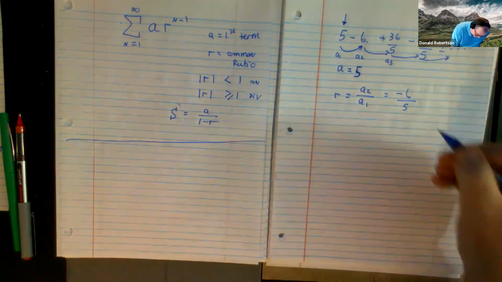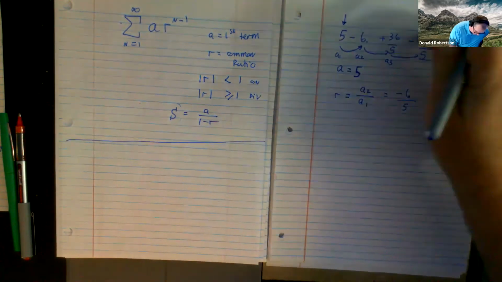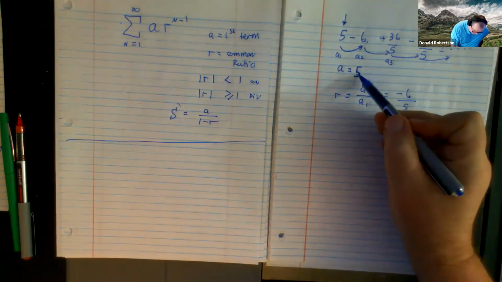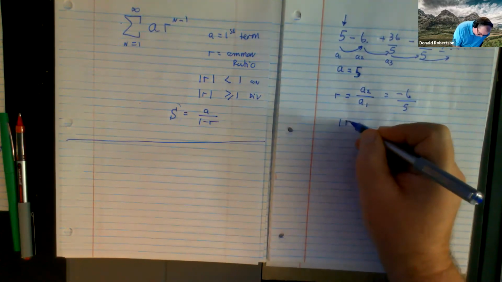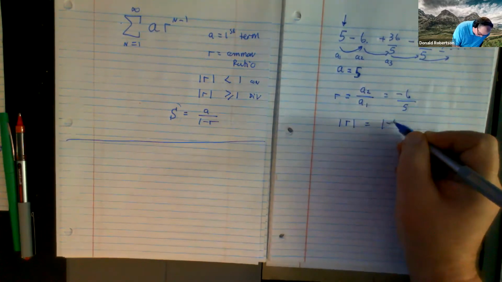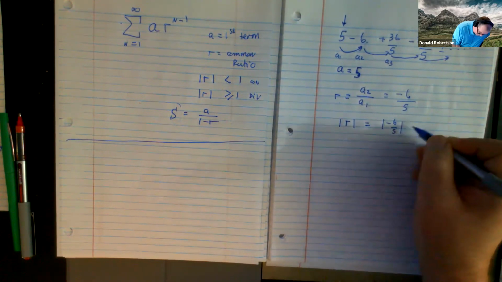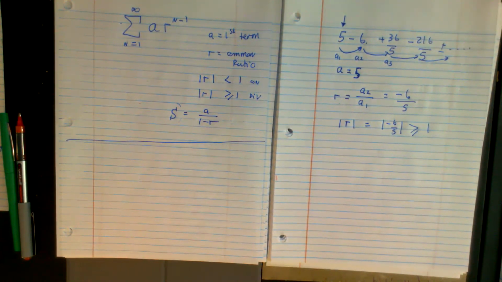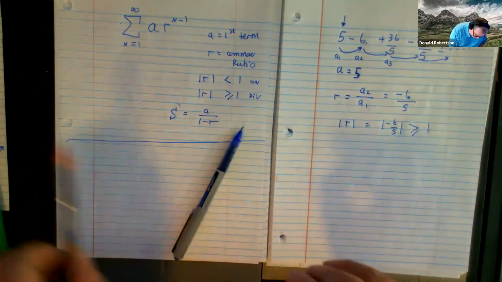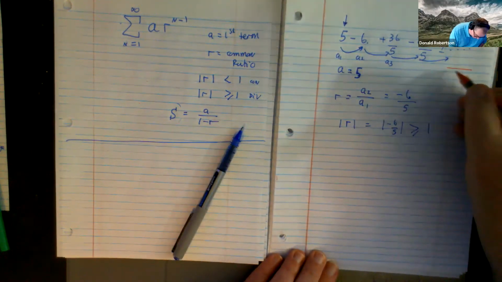Okay, so this is a geometric series. Its first term, a, is 5. Its common ratio is -6/5. Would you agree that the absolute value of its common ratio is bigger than or equal to 1? So what's your conclusion? Diverges. And that's the end of the story. You write in the big box that they give you, diverges.